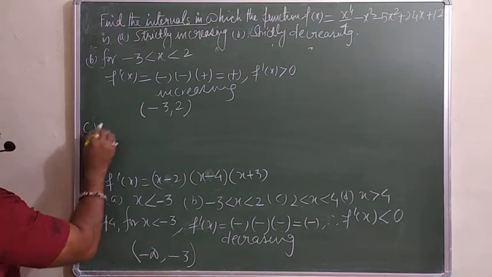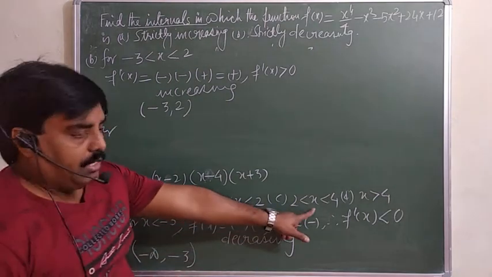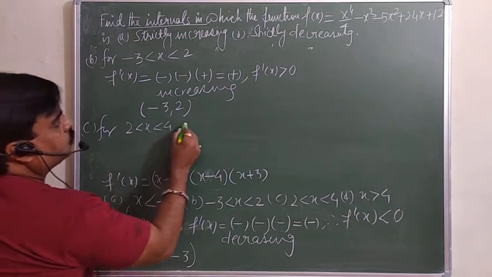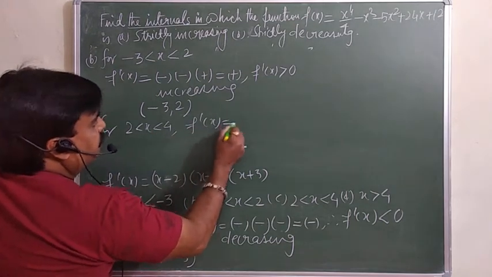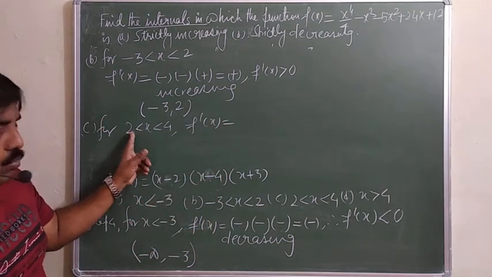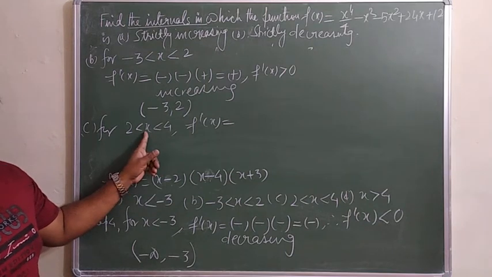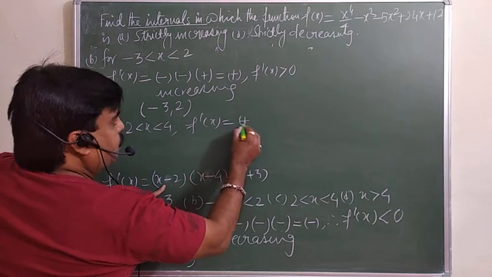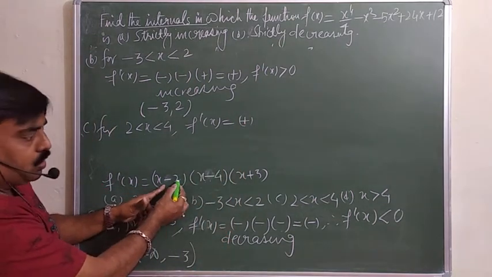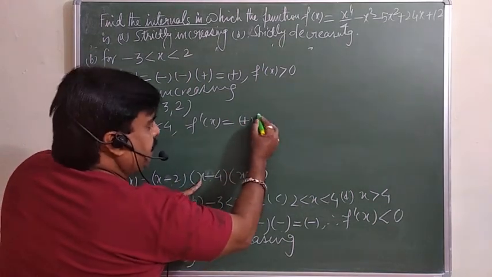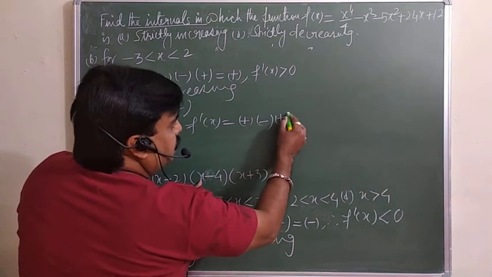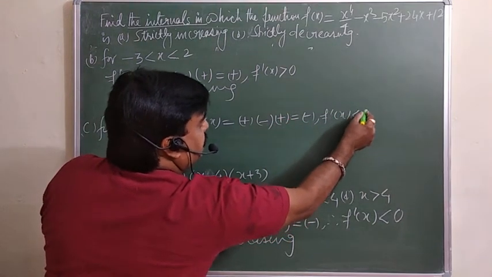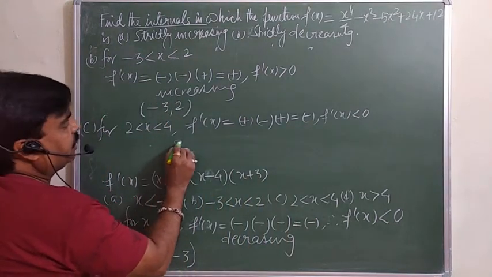Now C part, for 2 is less than x is less than 4. So for f dash x, just put x greater than 2 but less than 4. Any number you can put. Suppose 3. You are going to put 3 here. Then 3 minus 2 plus 1 is positive, 3 minus 4 you will get negative, then positive, so you are getting negative. It means f dash x is less than 0, so therefore it is decreasing.